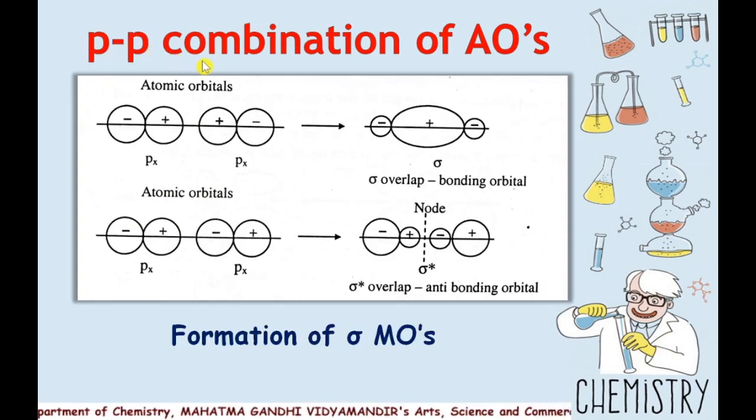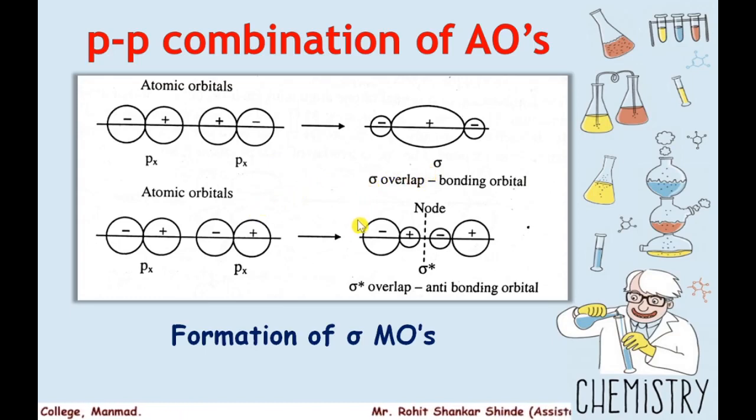pp combination of atomic orbitals. Consider first the combination of two p orbitals in which both orbitals have lobes pointing along the axis joining the nuclei. Here, px atomic orbital of one atom combines with px atomic orbital of another atom. Here, both px orbitals combine in an axial manner and hence form a sigma bond.